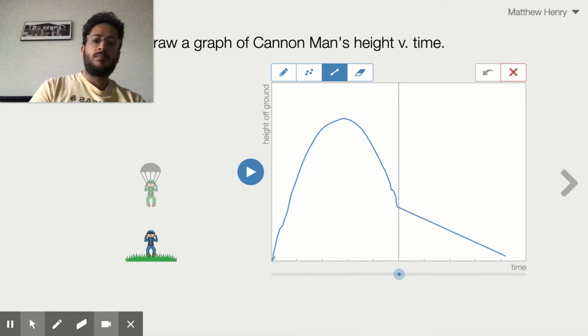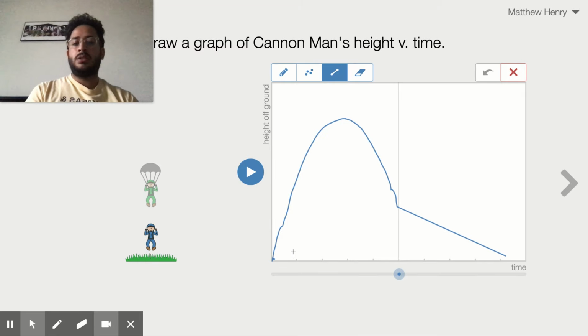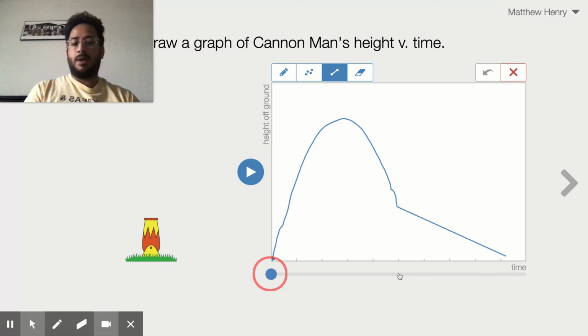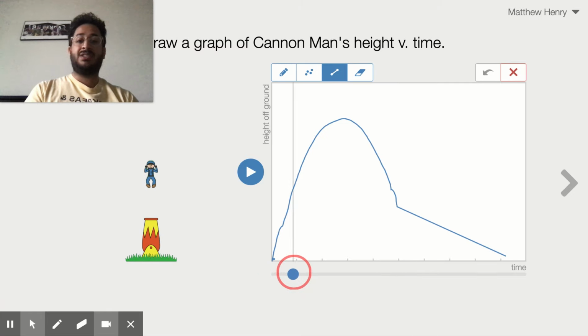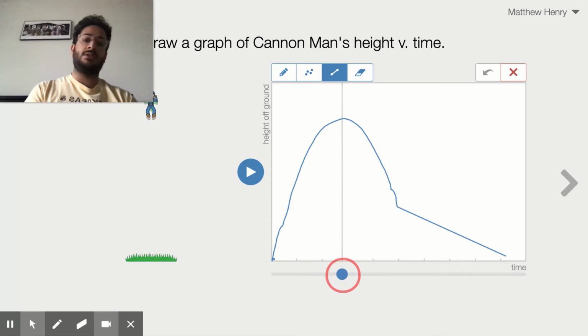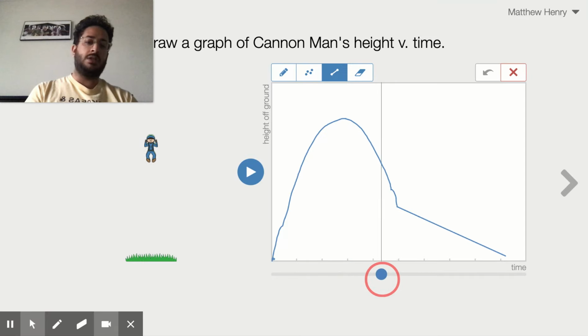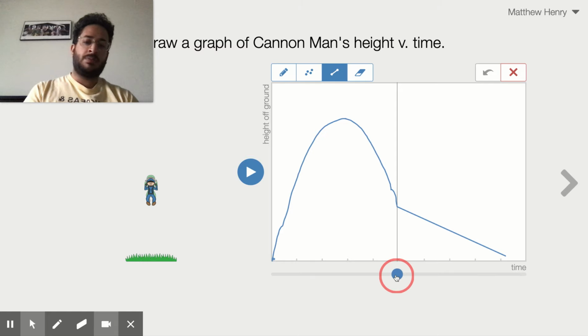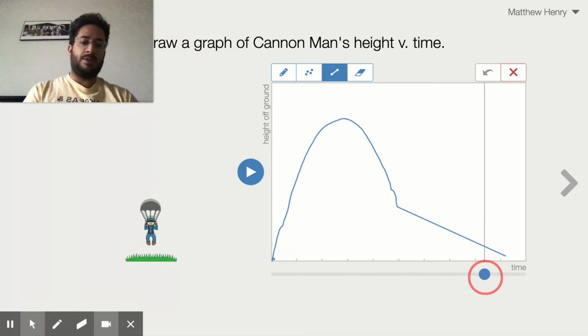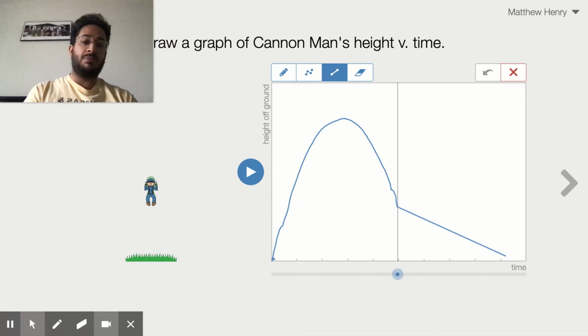So if we're thinking about his speed, it's not really constant here. At the start, he's starting really fast, and then you can see he's slowing down. And then once he has started falling downwards, you can see that is increasing the speed. The speed is getting faster and faster. And then once he deploys the parachute, it's a pretty much straight line. And so we would call this sort of relationship linear. Basically, he is moving at a constant speed from this point on.